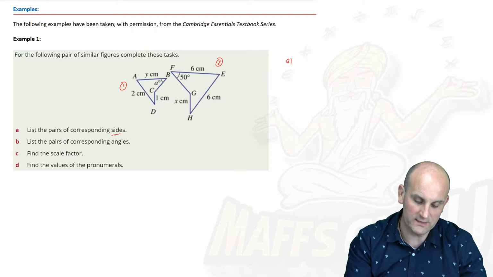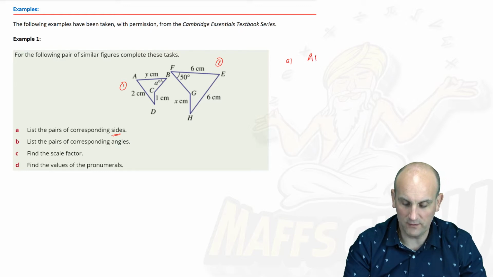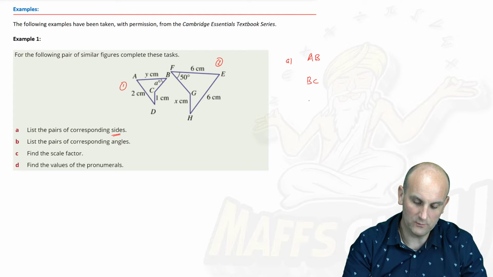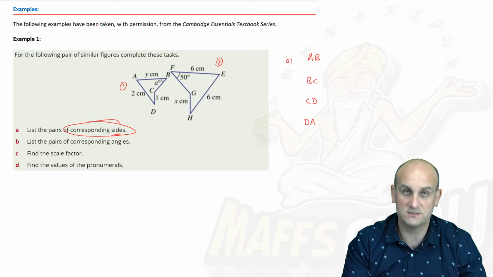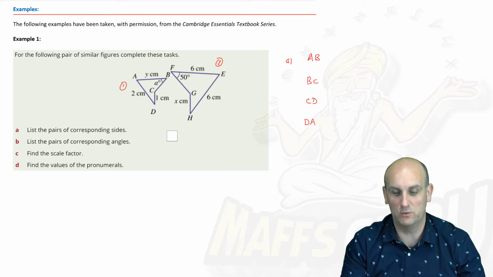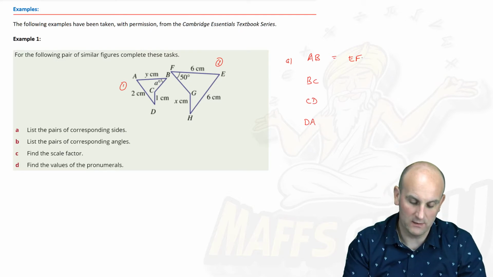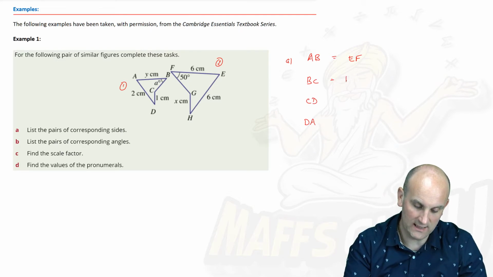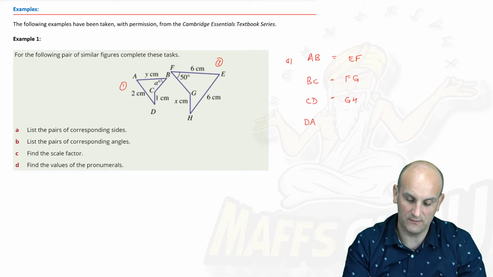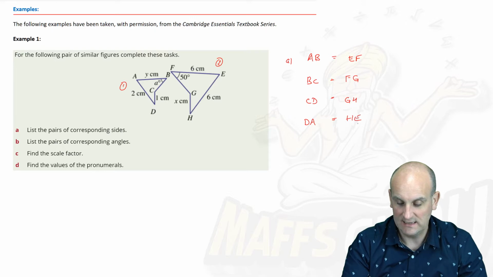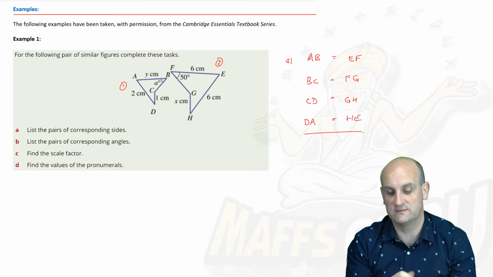So list the corresponding sides. It's saying, well, looking at the sides on the shape that we've got, my original, we've got AB, we've got BC, we've got CD, and we've got DA. Now, because we're being asked to find corresponding sides, the order of the letters is important. So now, AB must be equivalent to EF, not FE, because we have to swap the shape around. Next one, BC would be equal to FG. CD would be equal to GH because G comes there. And then DA would be equal to HE. And there we go. So there are my sides that are corresponding.